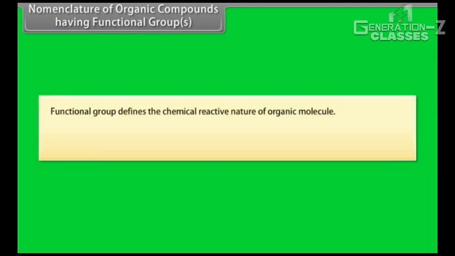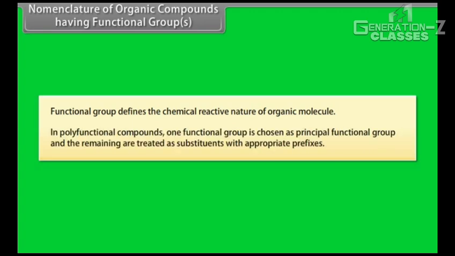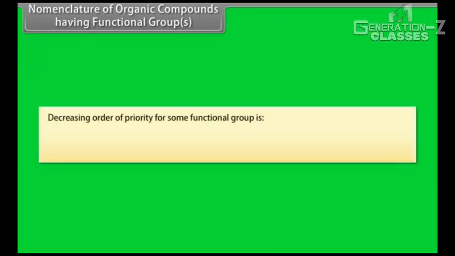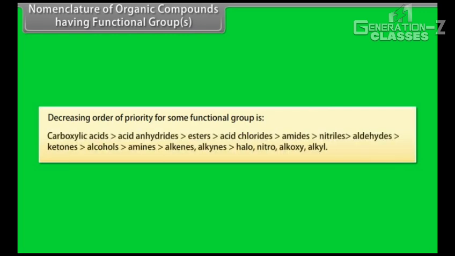Nomenclature of organic compounds having functional groups. Functional group defines the chemical reactive nature of organic molecule. In polyfunctional compounds, one functional group is chosen as principal functional group and the remaining are treated as substituents with appropriate prefixes. Some functional groups are given below in the table. Decreasing order of priority for some functional groups is carboxylic acids, acid anhydrides, esters, acid chlorides, amides, nitriles, aldehydes, ketones, alcohols, amines, alkenes, alkynes, halo, nitro, alkoxy, alkyl.